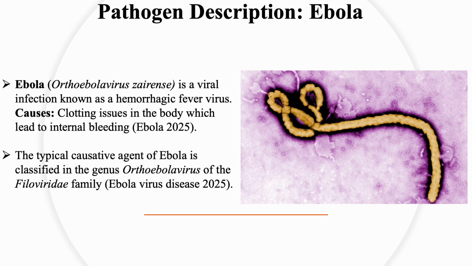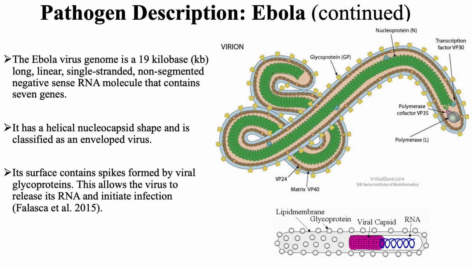Ebola is a viral infection known as the hemorrhagic fever virus because it can cause clotting issues in the body which lead to internal bleeding. Ebola is caused by viruses belonging to the genus Orthoebolavirus, which is a member of the Filoviridae family.